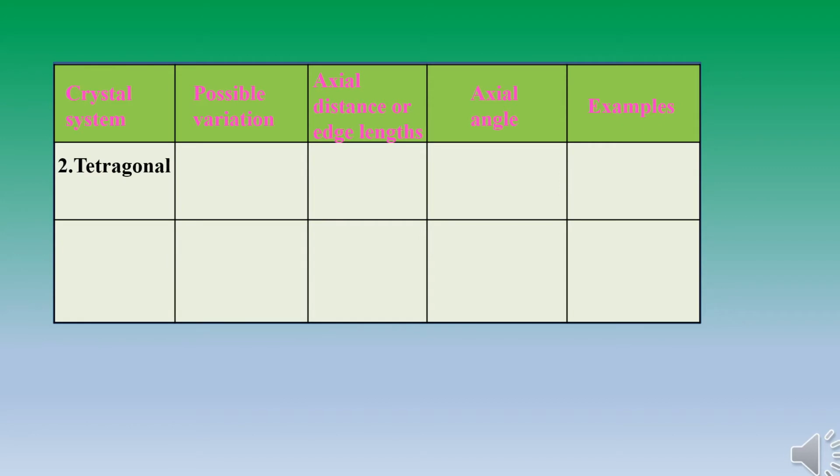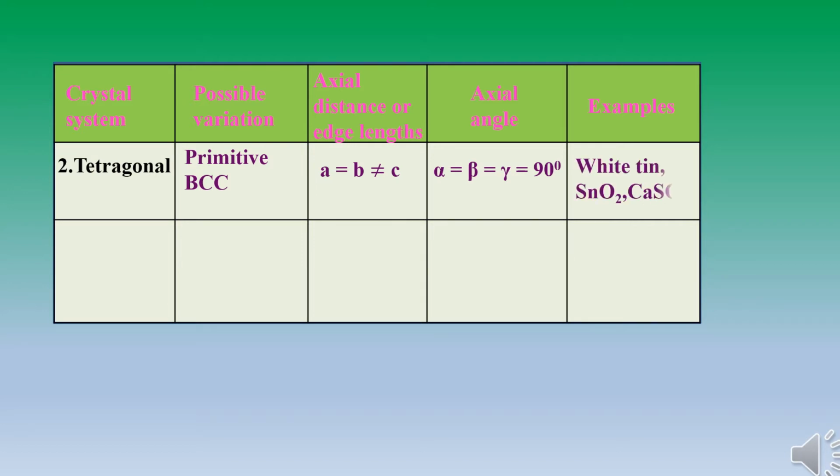Second type of crystal system is tetragonal. The possible variation it can have is primitive and BCC. Axial distance, A is equals to B but B is not equals to C. Axial angles, alpha is equals to beta is equals to gamma is equals to 90 degree. All the angles are equal. Examples are white tin, SnO2 and calcium sulfate.